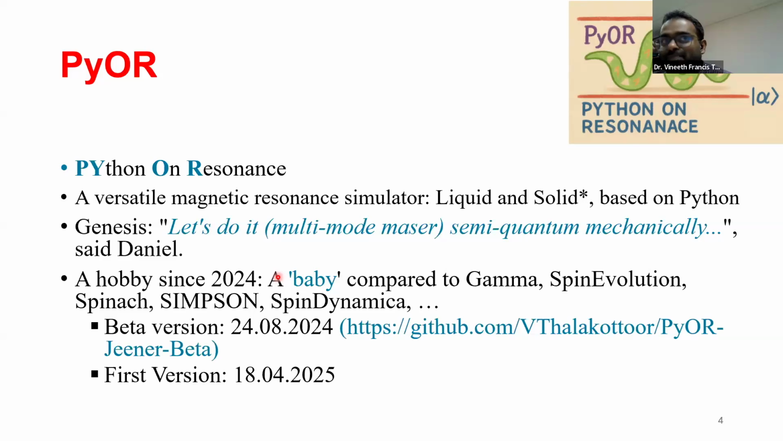And it's still a baby compared to other software like Gamma, SpinEvolution, Spinach, SIMPSON, and SpinDynamica. I released the beta version of PyOR in August 2024, and it is available on my GitHub. And my first full version of PyOR I released this year in April.